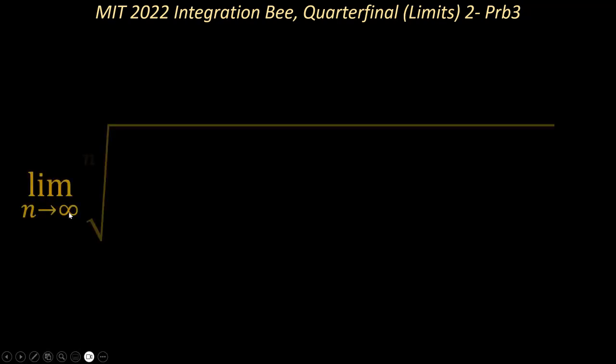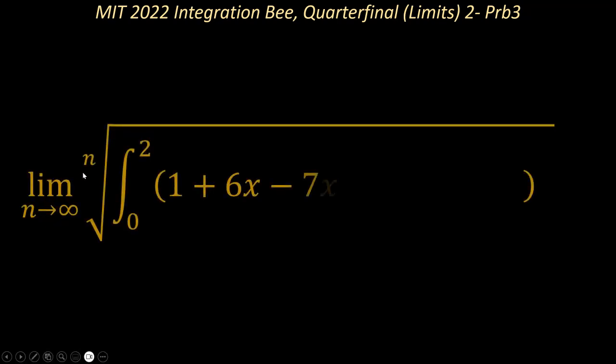So today's problem comes from the MIT 2022 Integration Bee, quarterfinals, number 2, problem number 3. We'd like to bunch this problem into the category of limits. So our problem is the limit as n tends to infinity of the nth root of the integral from x equals 0 to 2 of (1 + 6x - 7x^2 + 4x^3 - x^4) all to the power n. So it's a very interesting problem.